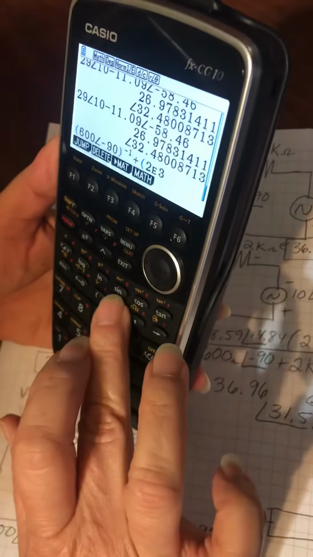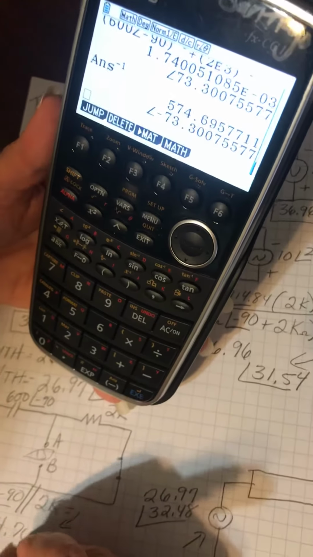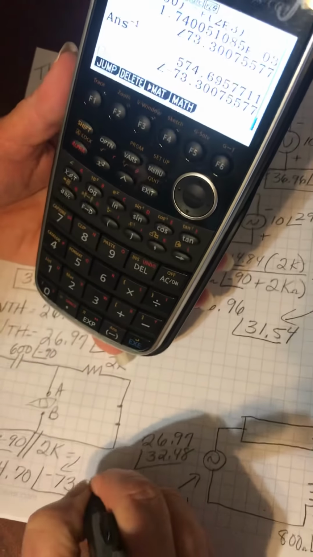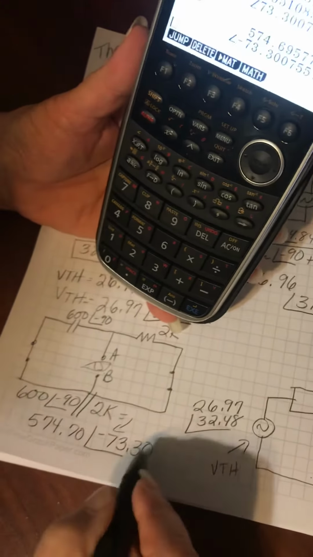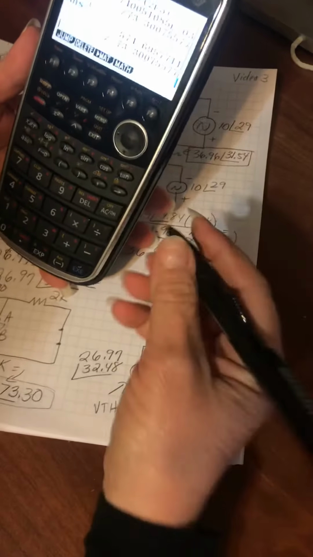Equals, and then one more shift reciprocal. So our ZTH is 574.70 at an angle of negative 73.30. So that's our ZTH, and we could put that in our Thevenin equivalent circuit, 574.70 at an angle of negative 73.30. Okay, so we have our Thevenin equivalent circuit.